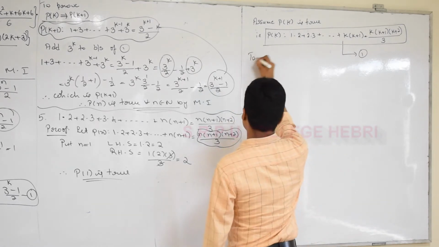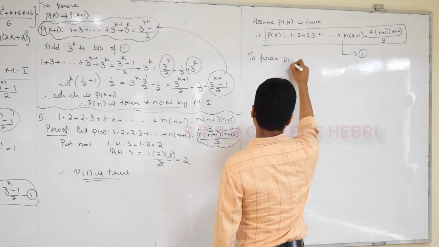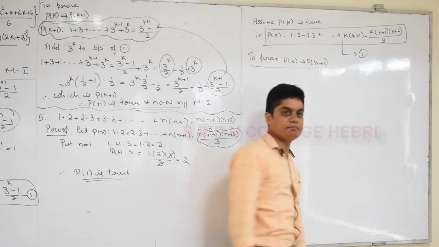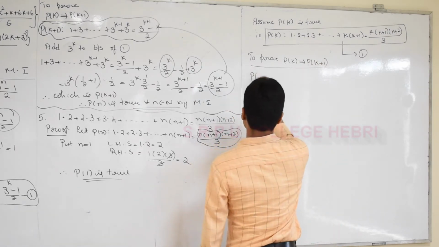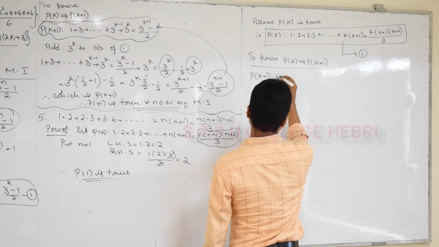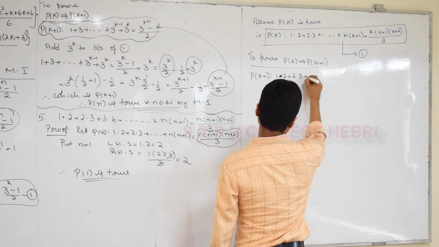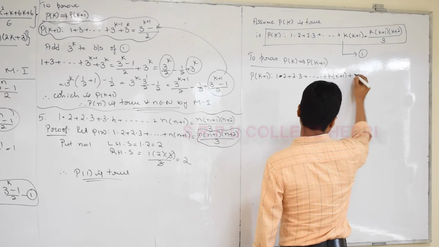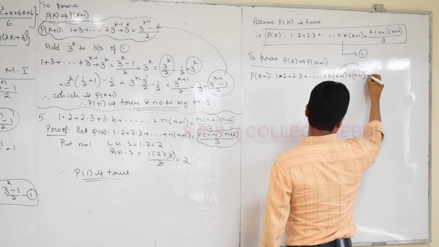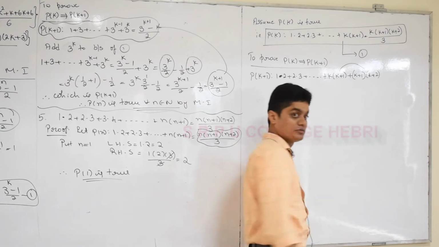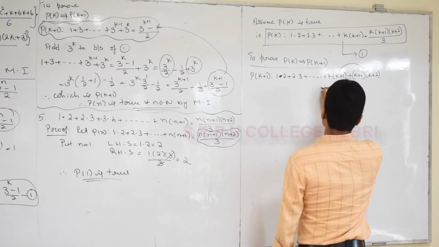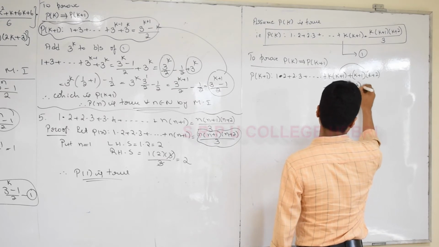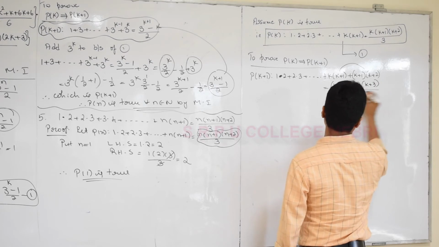What is the next step? We have to prove that P of k implies P of k plus 1. Write down what P of k plus 1 is: 1 into 2, 2 into 3, and so on up to the term of k, k into k plus 1, plus the next term, k plus 1 into k plus 2. This is the left hand side. The right hand side is k plus 1, k plus 2, k plus 3 divided by 3.